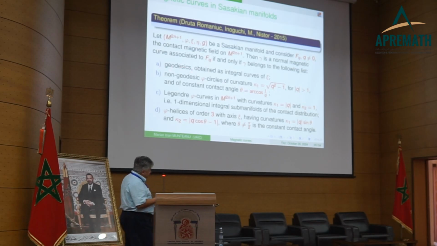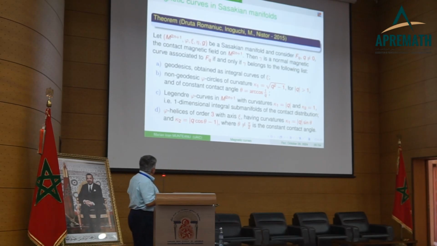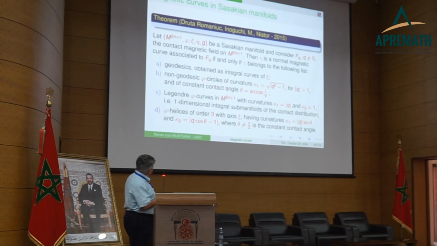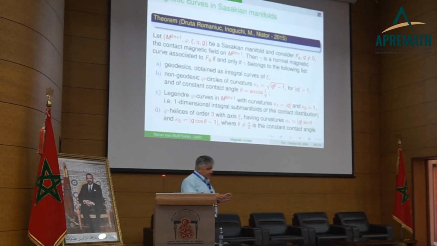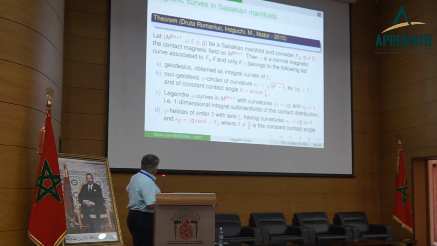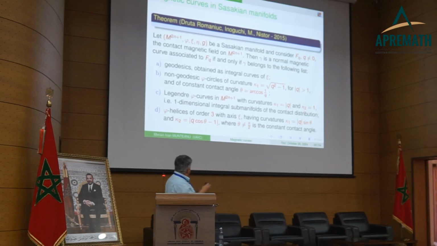So we have geodesics, but not because of the vanishing of Q, but as an integral curve of the Reeb vector field psi. Some non-geodesic phi circles with this curvature and with a constant contact angle. The contact angle is the angle between the tangent vector to the curve and the Reeb vector field at that point. Legendre phi curves. So Legendre curves are curves orthogonal to the Reeb vector field. So they belong to the contact distribution eta.